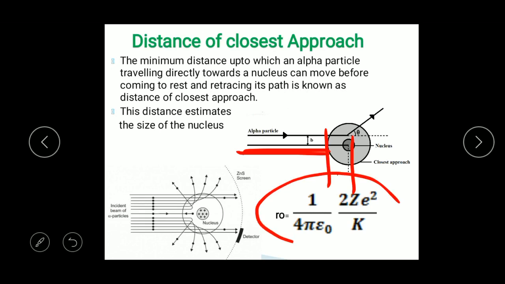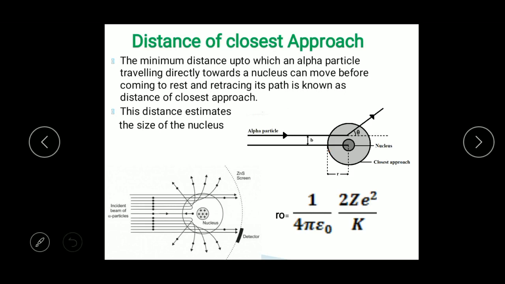The distance of closest approach is given by the formula r₀ = 1/(4πε₀) × 2Ze²/K. So we just have to mention the formulas here. Distance of closest approach means the minimum distance up to which an alpha particle traveling towards the nucleus can move before coming to rest, and then it retraces its original path. There is a repulsion between the alpha particle and the nucleus. Up to a certain distance it goes towards the nucleus, after that it comes back.